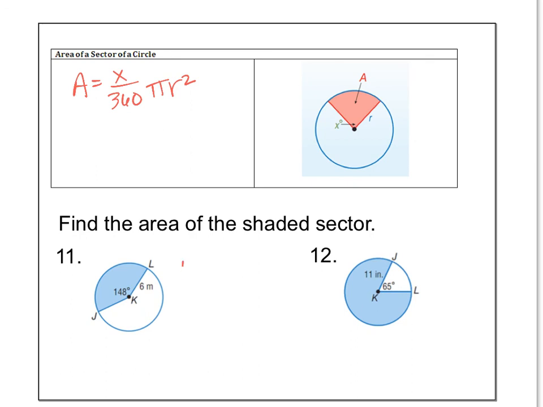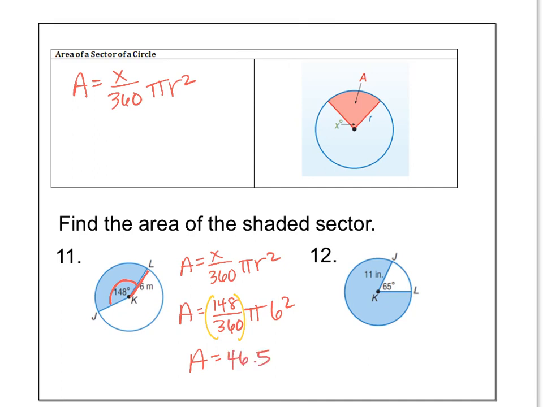So let's go down to number 11 and see if we can find the area of the shaded sector. So again, I know the formula is x over 360 pi r squared because it's a sector. The x is the number of degrees of the sector. So in this case, it is 148 out of 360 pi, and then I can see the radius is 6, so 6 squared. Now I'm probably going to have to put some parentheses around the 148 divided by 360 when I type this in my calculator. Go ahead and try typing yours in. And if you do it correctly, you should get 46.5 meters squared.